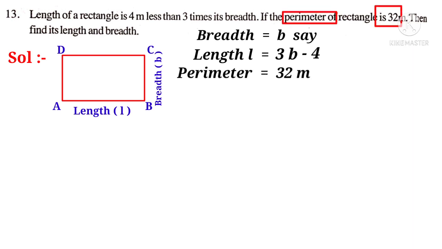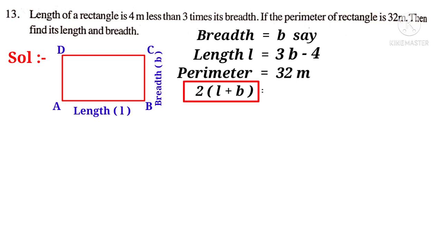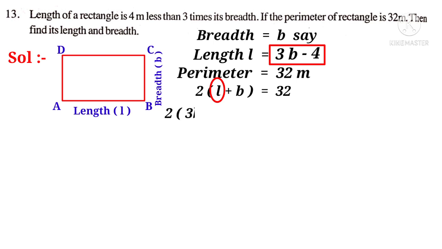Perimeter is 32 means equal to 32 meters. Now the perimeter of a rectangle is 2 into L plus B, which is equal to 32. Now write 3B minus 4 in place of L. Then 2 into 3B minus 4 plus B is equal to 32.